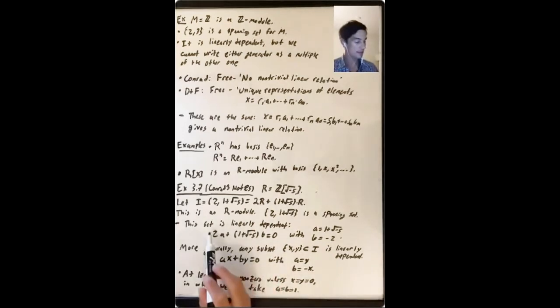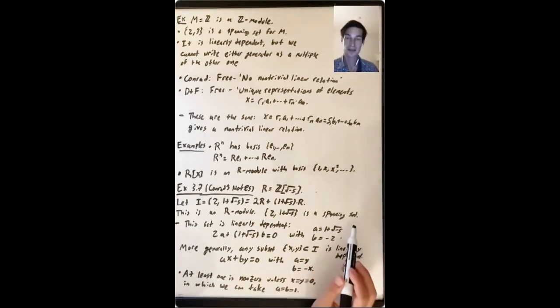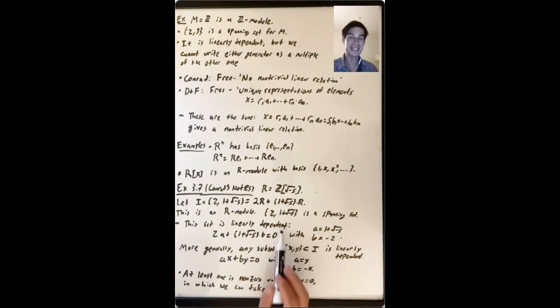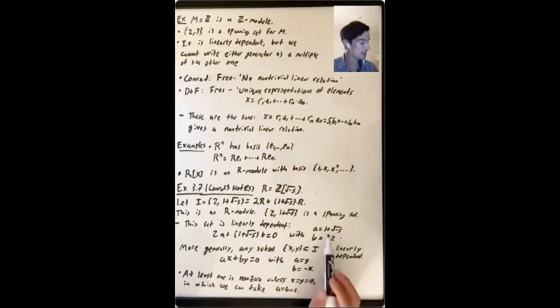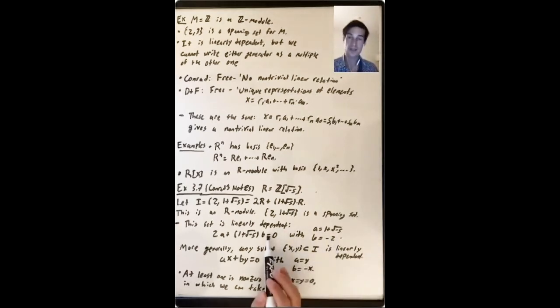But this spanning set, I want to show is linearly dependent. Why is that? Well, we just have to give a non-trivial linear relation. So what we need is 2 times A plus (1 plus square root of -5) times B equals 0 for some elements A and B in the ring that are not both 0. Well, let's just take A equals 1 plus square root of -5 and B equals -2. And then this is clearly equal to 0.